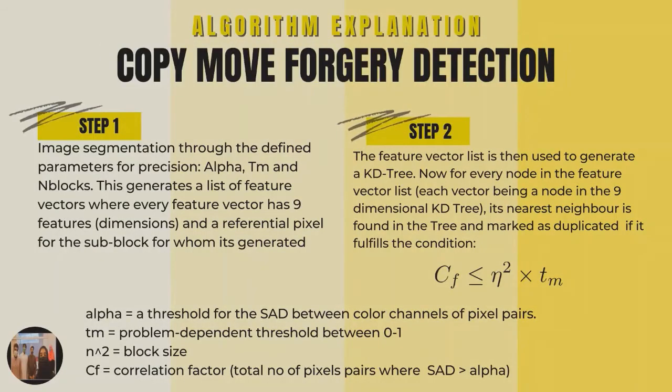Let's now understand the algorithm for our forgery detection application. So what comes as input into our program is actually the forged image and the precision parameters, which are alpha, the value of Tm, and n blocks. And we'll discuss these as we move along.